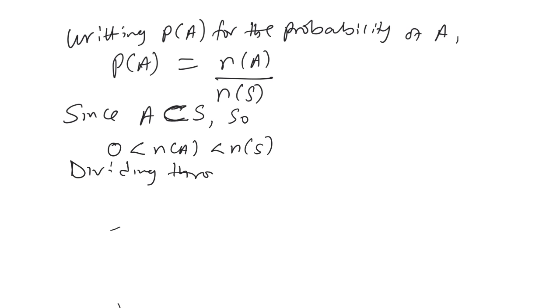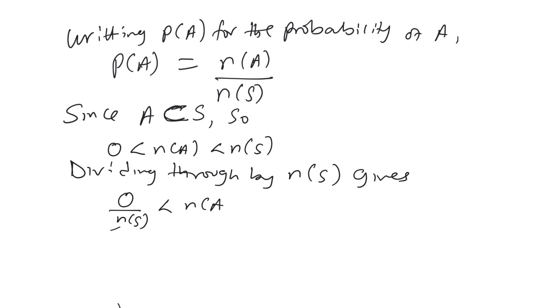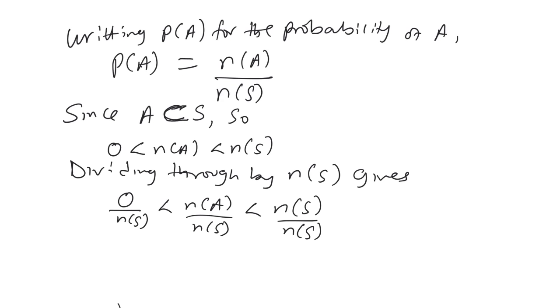Dividing through by n(S) gives you 0 over n(S), less than or equal to n(A) over n(S), less than or equal to n(S) over n(S). Okay, so 0 divided by anything is 0. That one, you know, it is a fact. So we end up with 0 is less than or equal to the probability of A, which is less than or equal to 1.